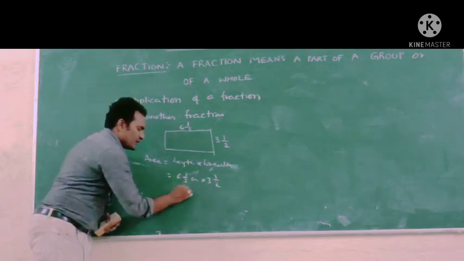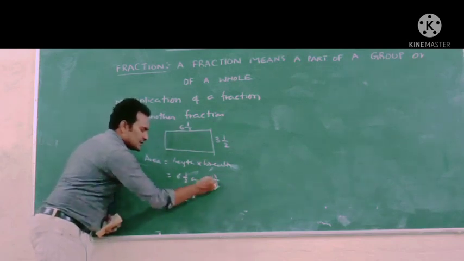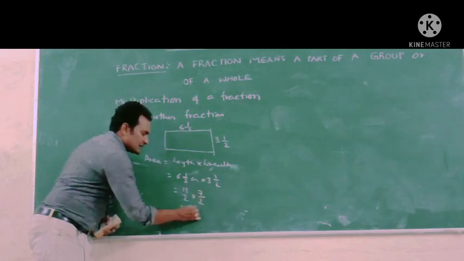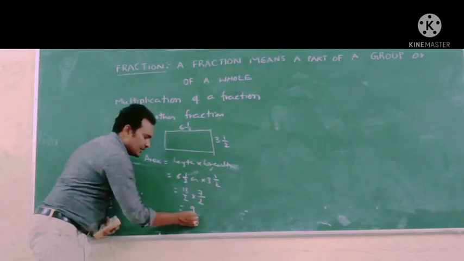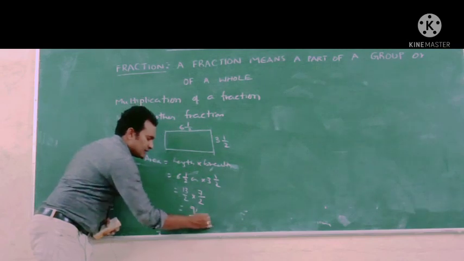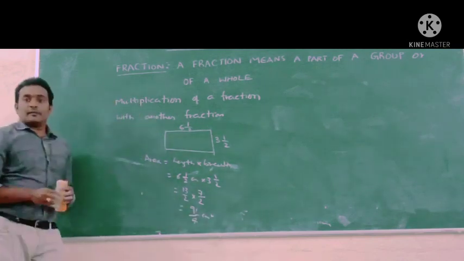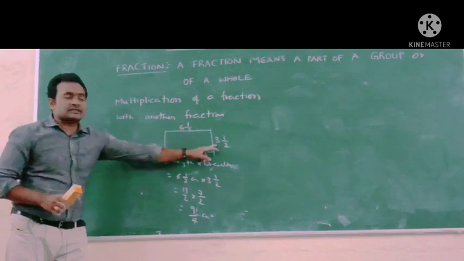So 2 6s are 12 plus 1, 13 by 2. 2 3s are 6 plus 1, 7 by 2. That is 13 7s are 91 by 4 centimeters square. This is about the mixed fractions. These two are mixed fractions.